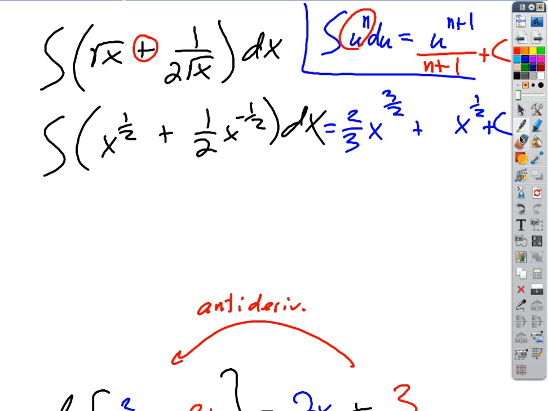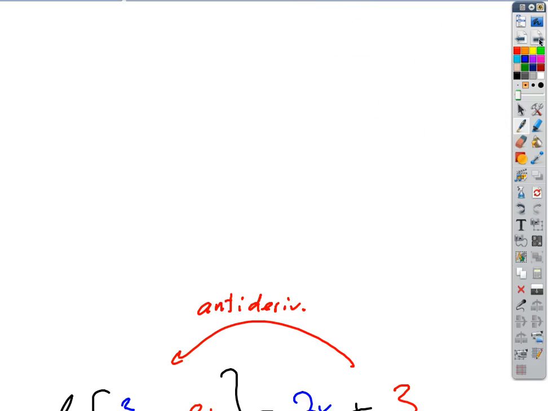How about that? Okay, want to probably get rid of the square root, sure.